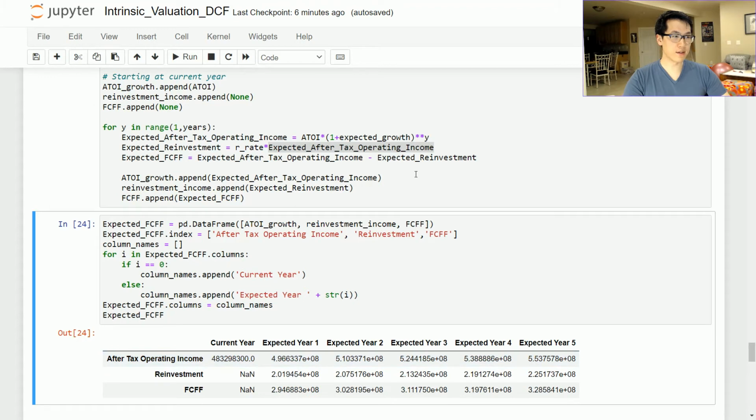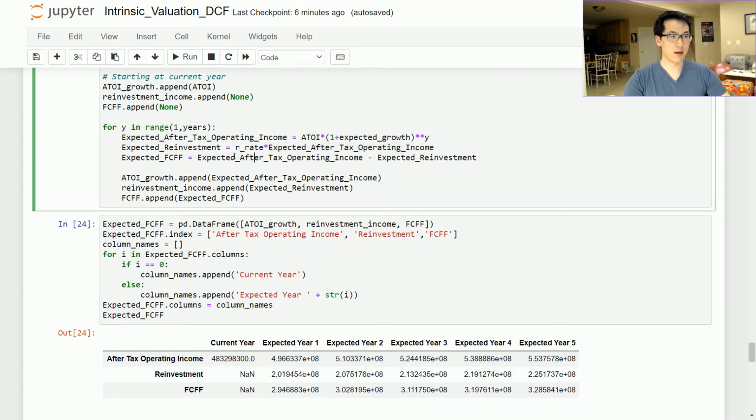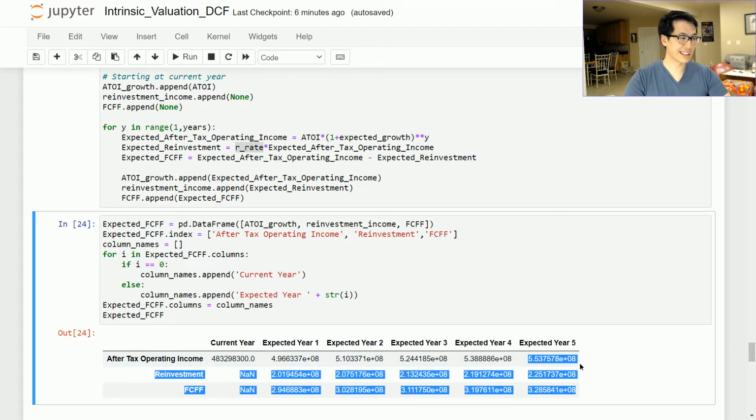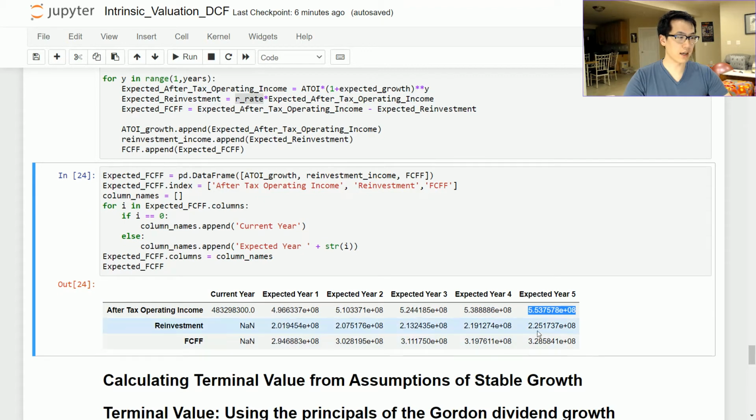You're growing at some rate, and you're multiplying by a given reinvestment rate. So you keep on doing that until you reach however many years into the future you want to project your values. And so this is my very final year. So in 5 years time, I'm expecting the after-tax operating income to be, I think it's like 550 million, and free cash flow like 328 million. Something along those lines. That is what my values are going to be.